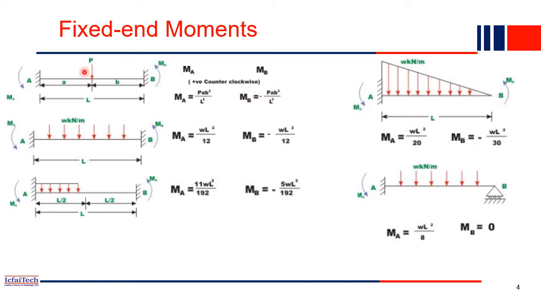So when the load is a fixed point load at a distance of A from the left hand side, that much MA will be generated and MB will be this much. Similarly, if you have a UDL of W load acting and both ends are fixed, then how much fixed end moment will be generated? MA will be this much, WL square by 12. Similarly, at MB also you have WL square by 12.